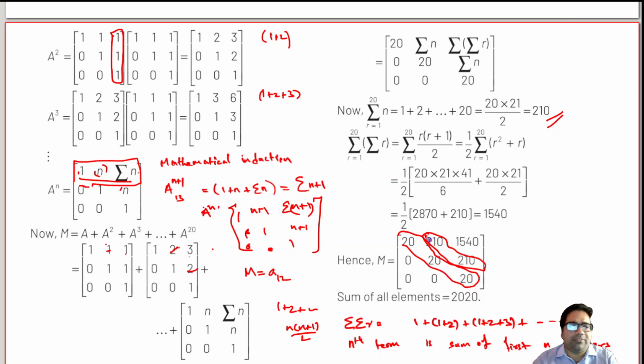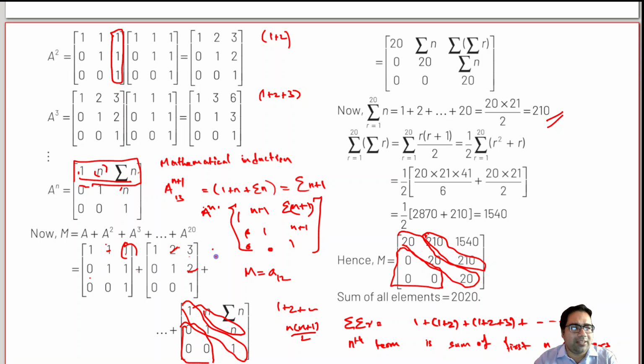So fantastic. We are able to figure out these two elements of our final matrix and these three elements of our final matrix. These are anyway zeros, right? Because all the 20 matrix. These three elements are anyway zeros. Now we are left with the final one. What is the final one? That is first row and third column.